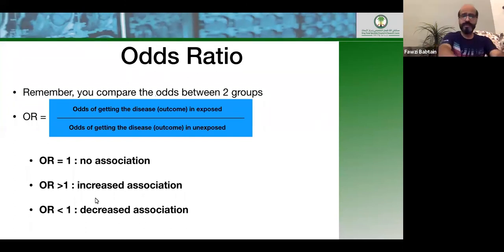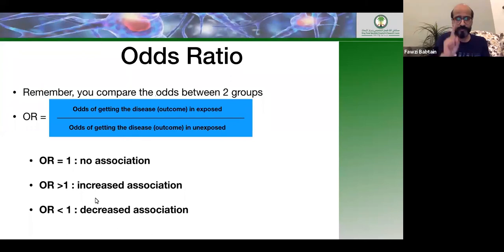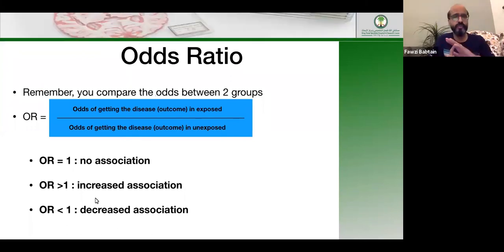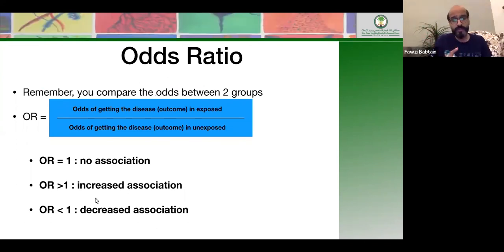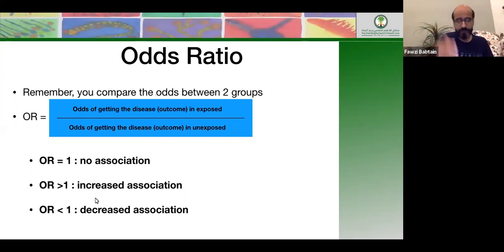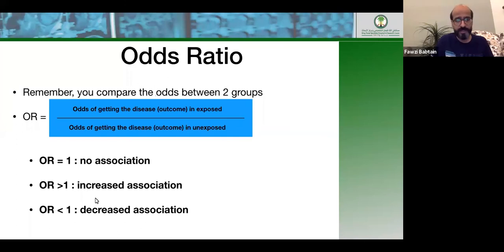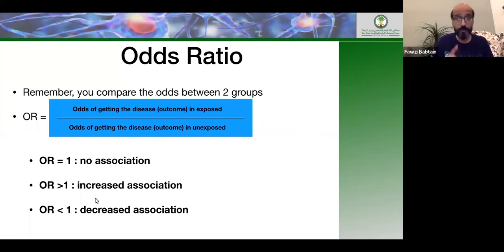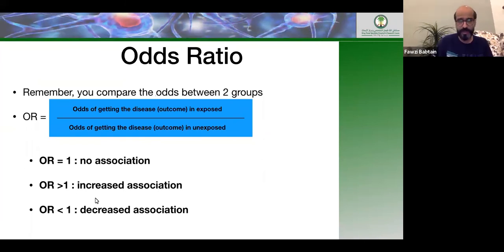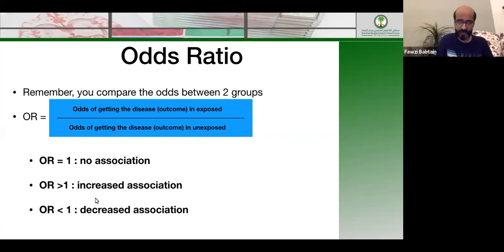This is the math, don't worry about it. If the odds ratio is 1, it means there is no association, there is no risk. So exposure did not lead to the outcome. If the odds ratio is above 1, there is an association or there is a risk, increased risk. If the odds ratio is less than 1, there is decreased association or decreased risk or protective effect. For more than 1, increased risk; less than 1, protective effect.